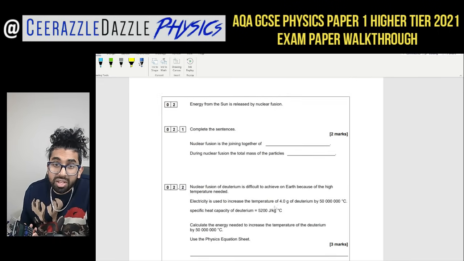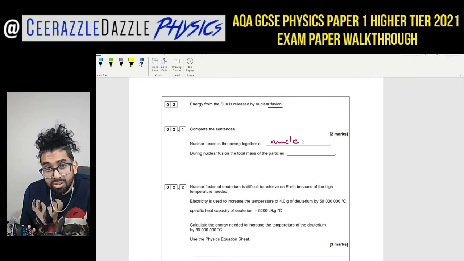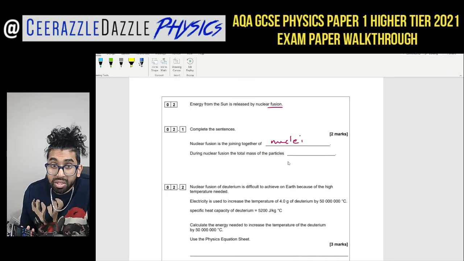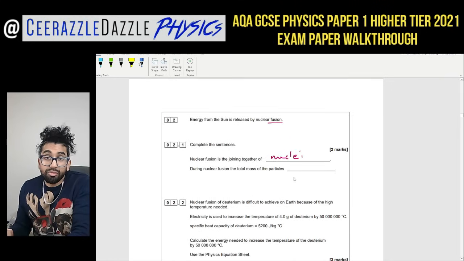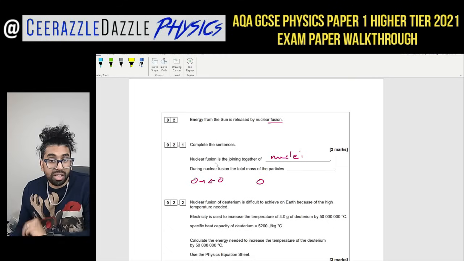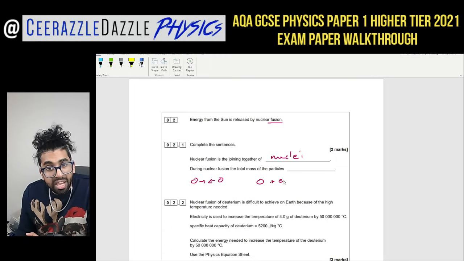The energy from the sun is released by nuclear fusion. Complete the sentences. Nuclear fusion is a joining together of, it's not particles, it's nuclei. Yes, nuclei together. During nuclear fusion, the total mass of the particles is what? Well, think about this, and hopefully you can remember in nuclear fusion that you have the nuclei and they get forced together and they become a new nucleus over here. So obviously they get fused together over here, and there's some energy released here.